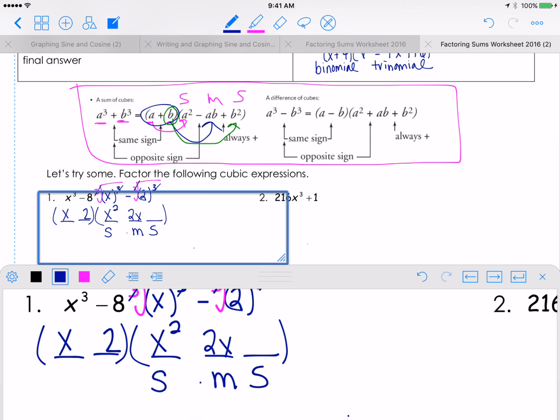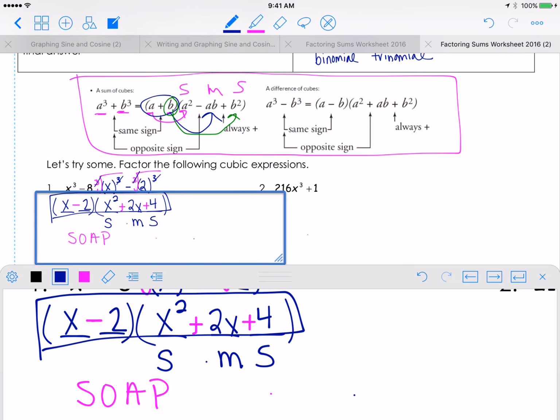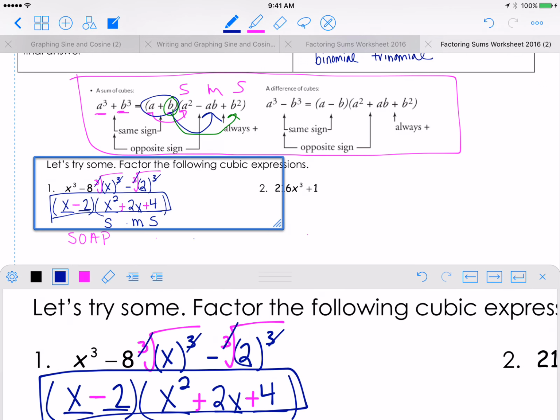And then we square the second term, and the second term is 2. So we do 2 squared, and that gives us 4. Now we can do our signs, and we can do SOAP. So we get the same sign. We've already talked about that. But the second one becomes the opposite. Well, what's the opposite of a negative? A positive. And then the third term is always positive. And then we are done. And that's how you factor a difference of 2 cubes.